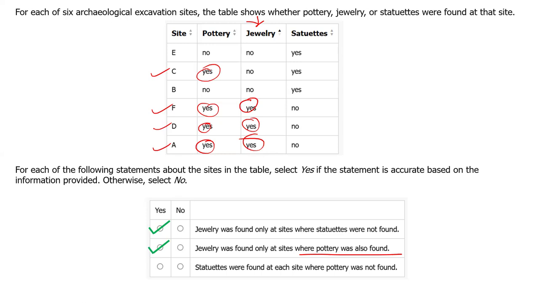Well, because jewelry was found. Now, what would have made this statement a no? If it said wherever pottery was also found. Basically what I'm saying is that if there was data where, let's say, this was yes, then the answer to this would have been no.